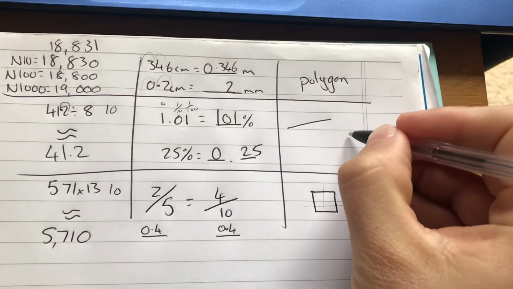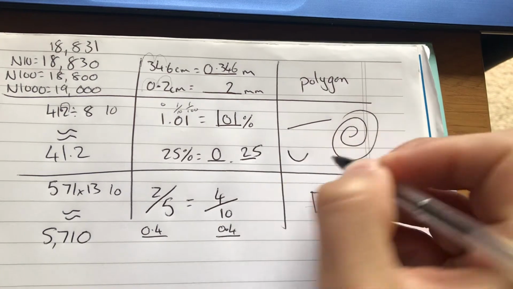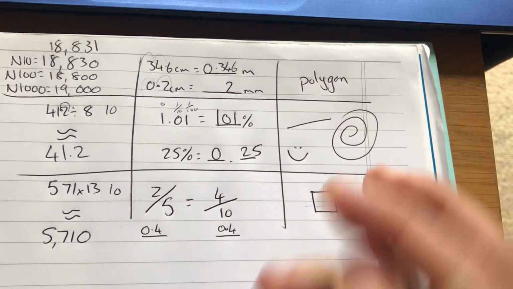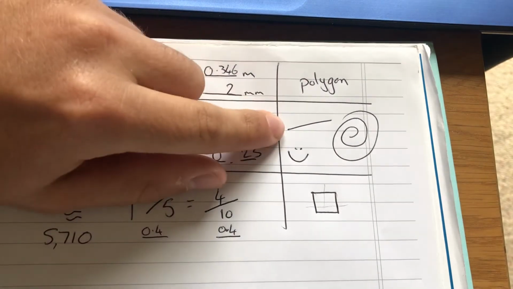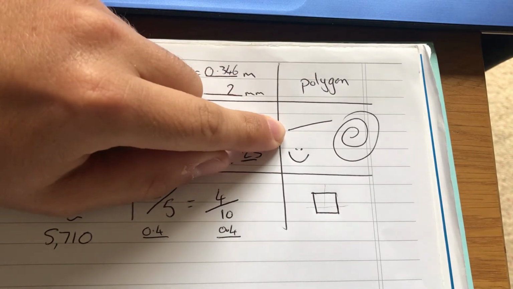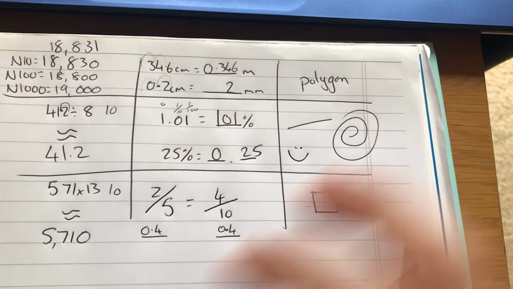Or, it could be that. Could be a smiley face. Could be anything. Okay, anything that is not closed. So that one's, yes, it's straight lines, but it's not closed, it's not finished. Or it's got not straight lines, basically. Well, that one's not closed, or it's got straight lines.